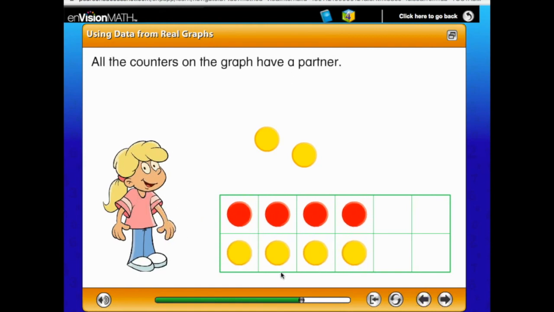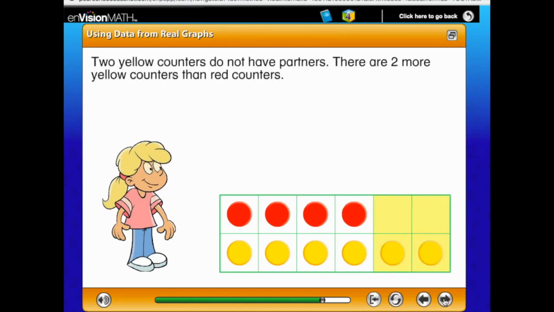So now if you're matching pairs of 2, right now, there are the same number of red counters as there are yellow counters on this graph. But we're not done just yet. There are no more red counters. So just because we made partners doesn't mean that we can forget about these 2 extra yellow counters up here. They are part of our graph, and we need to put them on the graph, even though it won't have a red partner.